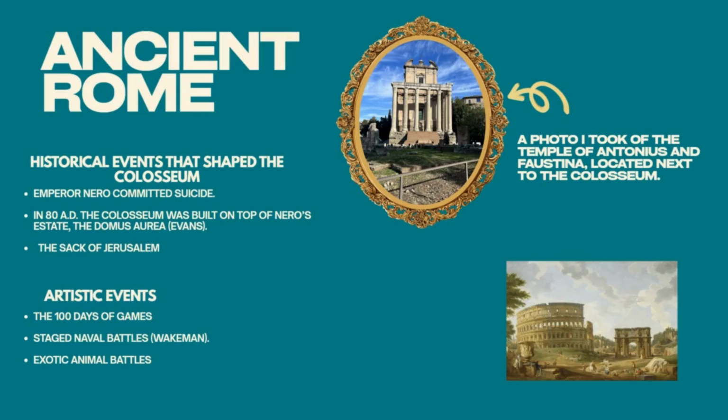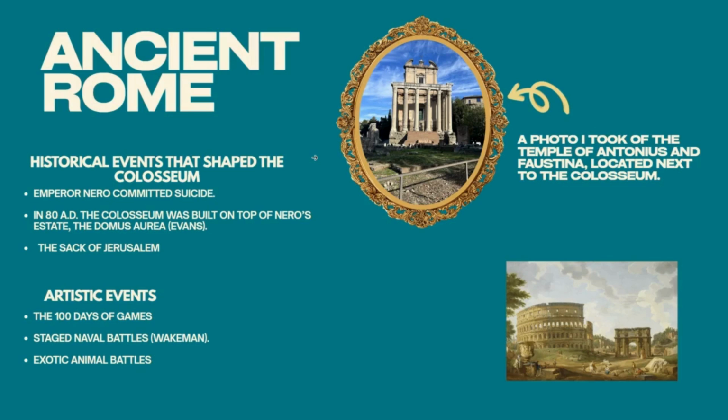The Colosseum was built in ancient Rome. This is a photo that I took of a Catholic church called the Temple of Antonius and Faustina, located next to the Colosseum. Some historical events that shaped the Colosseum would have to be Emperor Nero's suicide. He was the original emperor of Rome, Italy, until he was blacklisted by the senator and committed suicide later on.